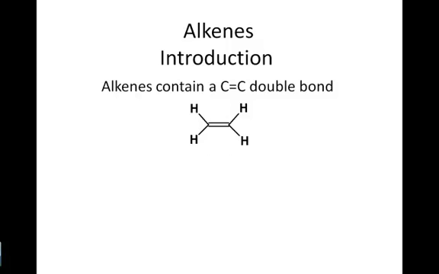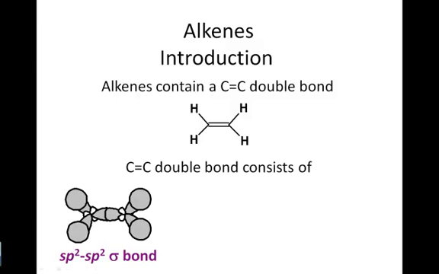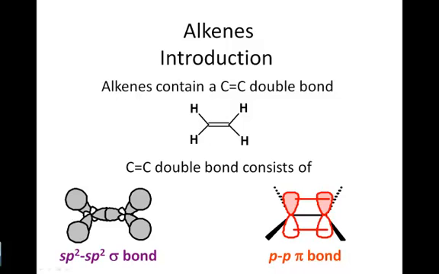And again, to remind you that a double bond is really made up of two bonds, and it's two different types of bonds. First, we have the sigma bond, which is made up from the overlap of two sp2 hybridized orbitals. And then we have the pi bond, which is made up of overlap between the two unhybridized p orbitals. A double bond, again, is composed of a sigma bond and a pi bond.